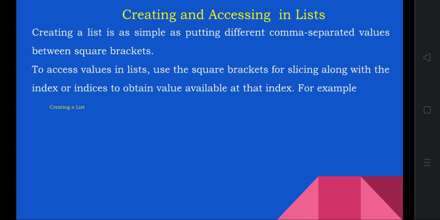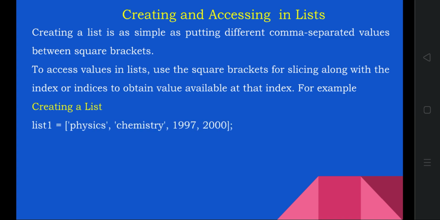Let us see an example of creating a list. So as we said, creating is just putting the elements within the square brackets. So here list1 is equal to physics, chemistry, 1997, 2000 separated by commas. That means physics and chemistry are string values, and 1997 and 2000 are numerical, integer values. They are mixed and put into a variable called list1. So list1 is one type of list.